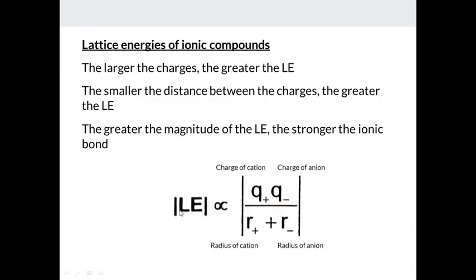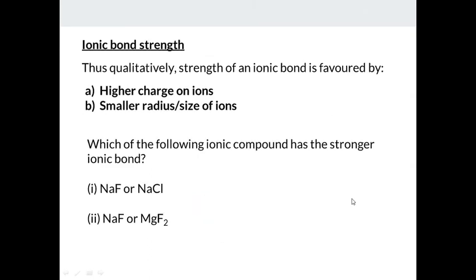So we can thus express lattice energy to be proportional to the product of the charges of the ions divided by the sum of the radii of the ions. This formula is actually derived based on Coulomb's law, which is a physics electrostatics law, right? Thus qualitatively, the strength of an ionic bond is favored by higher charge on the ions and smaller radius or size of the ions.